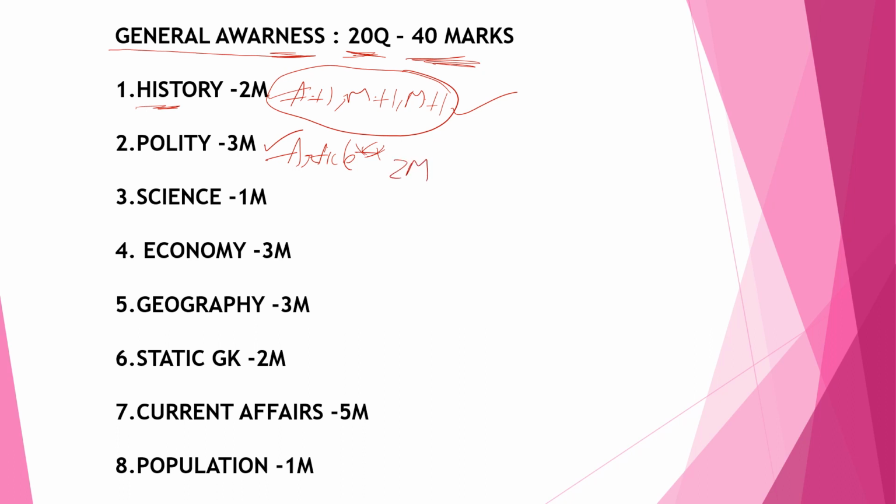Next, science 1 mark, economy 3 marks. For economy, it is better to read current affairs, as he can give questions related to economy. Next, geography 3 marks, static GK 2 marks, current affairs 5 marks. Current affairs is the most important part in GS. Economy will be there, science will be there, polity will also be related to current affairs. Next, related to population, he can give 1 mark.